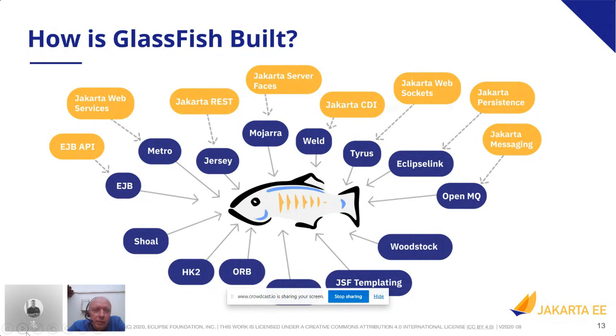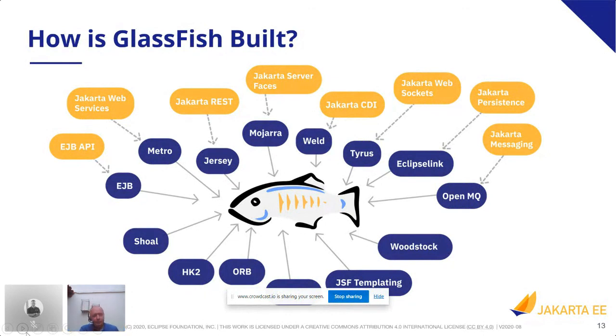And then, given the APIs, we also have implementations of each one of these APIs. For example, we have an internal EJB implementation. There's Metro, which is an external project which does the web services. Jersey does REST. Mojarra does JSF, etc. And then we have things like Weld, which is a JBoss project, not in the Eclipse Foundation, which is our Jakarta CDI implementation. And we also have EclipseLink, which is a big separate project, which is Jakarta Persistence.